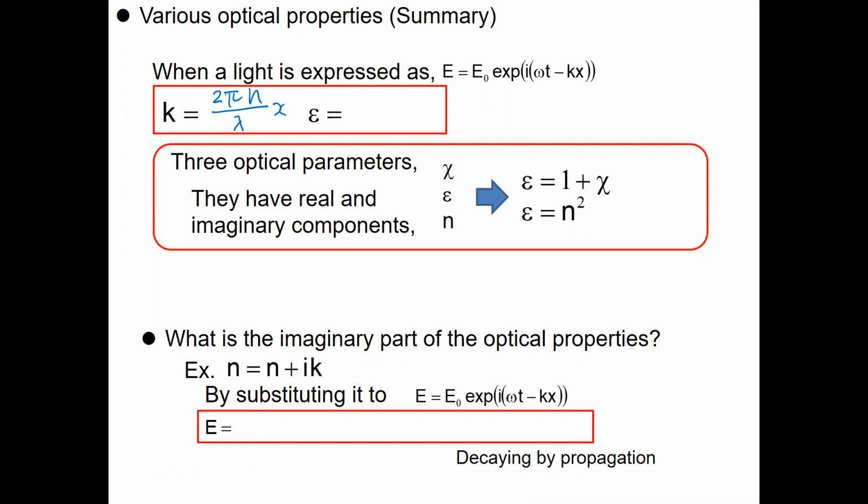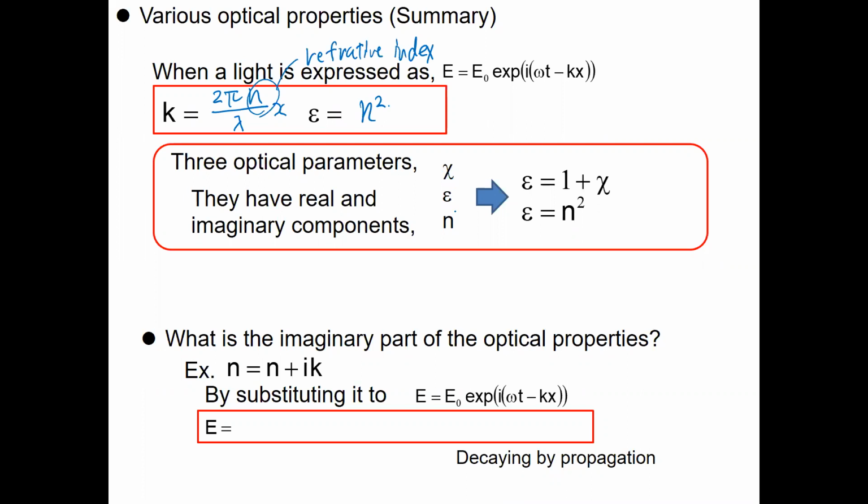Okay. So this n is called the refractive index. We often use it in optics. And this n is related to the dielectric constant or permittivity as epsilon equals n squared. So these are the 3 major optical or physical parameters related to the response to the electric field. We studied 3 optical parameters: chi, epsilon, and n.